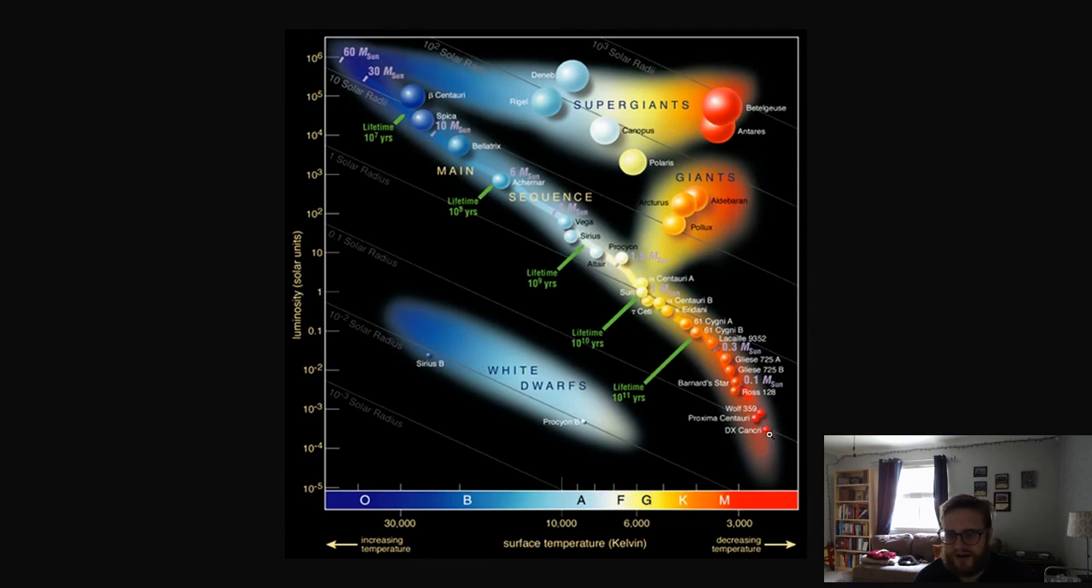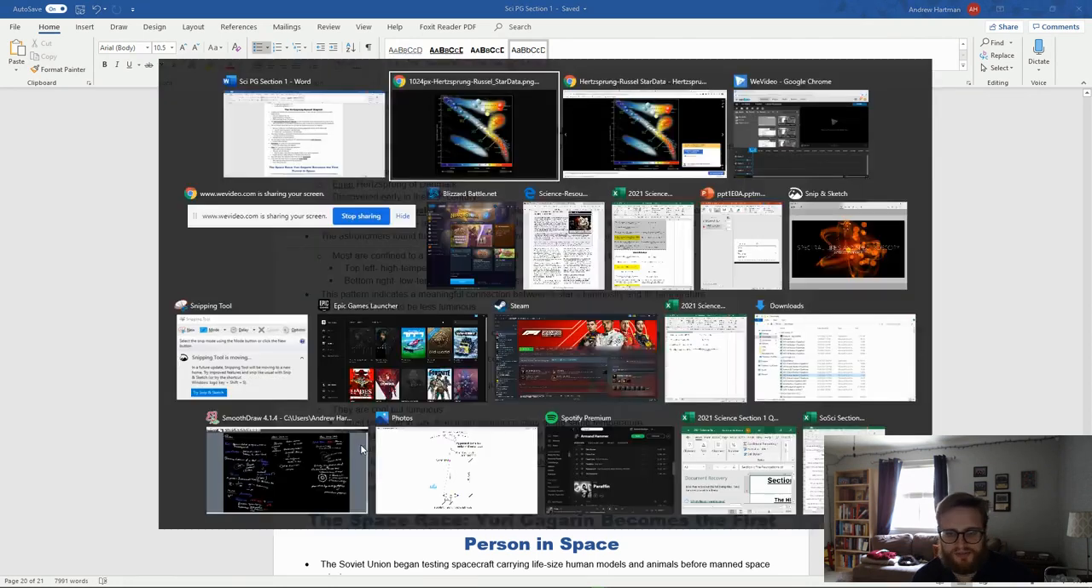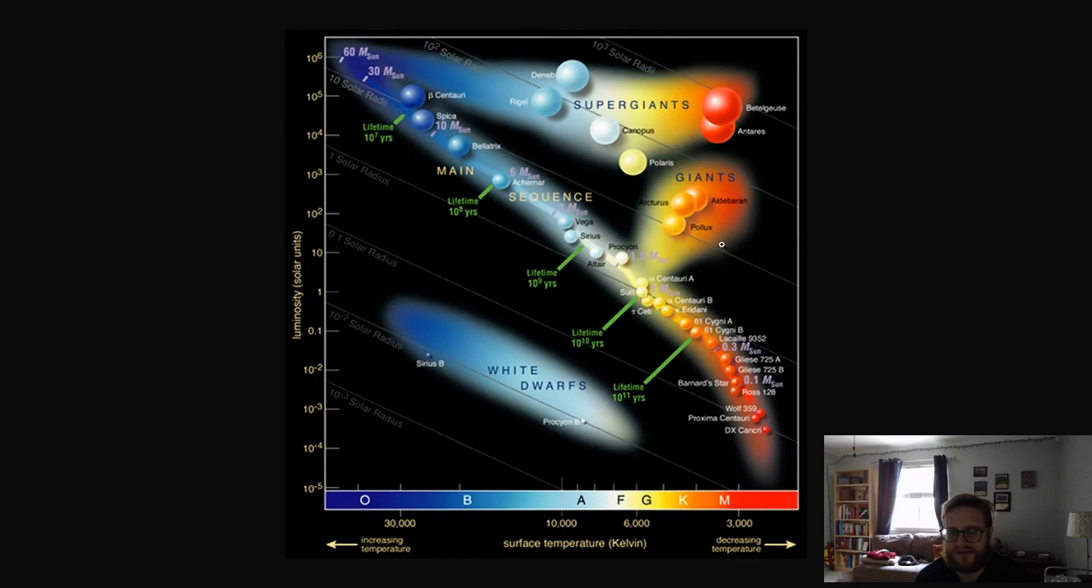So Proxima Centauri being a red dwarf, right? DX Cancri, Wolf 359, Barnard's star, Ross, etc., right? Giants, however, are off the main sequence in the upper right corner of the HR diagram. They are cool, but they are luminous, which means they have to be larger in size than the main sequence stars, right? So this is why they're more luminous than they probably should be, right, based on their temperature. So their temperature, right here, shows that they should probably be somewhere around here in terms of luminosity, but because of their size, right, they are more luminous, right?